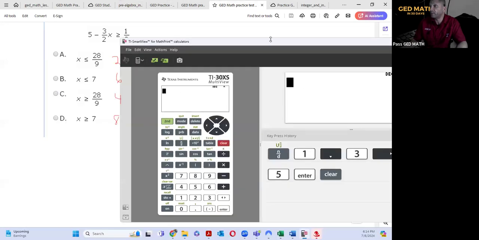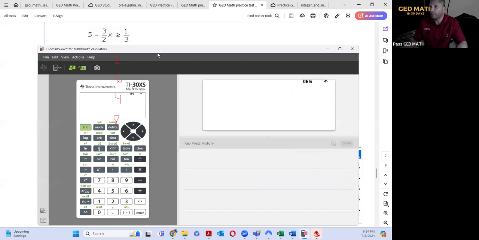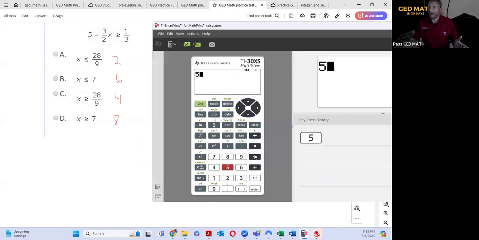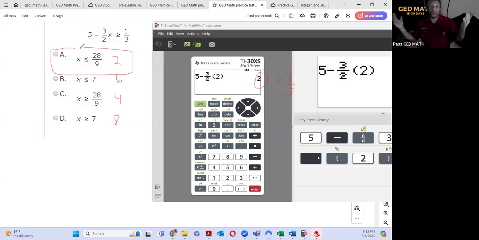Let me clear everything. Watch this. And again, learning how to use this calculator will benefit you. Watch this. 5 minus 3 halves times x. The first one we're going to use is 2. That number has to be greater than 1/3. Is that number greater than 1/3? Yes, it is. I'm done. No work at all.